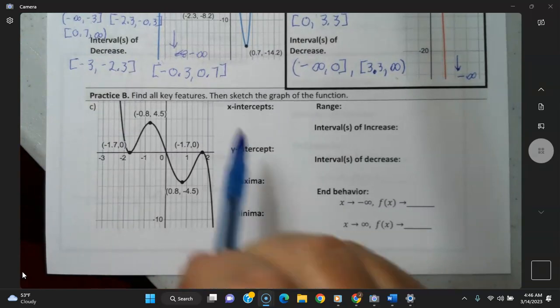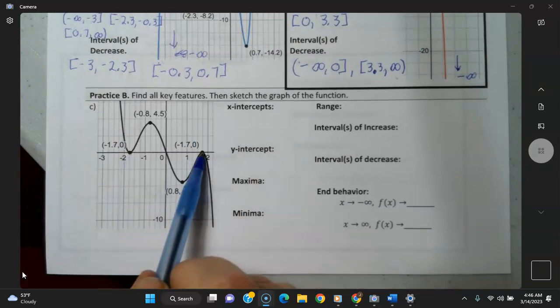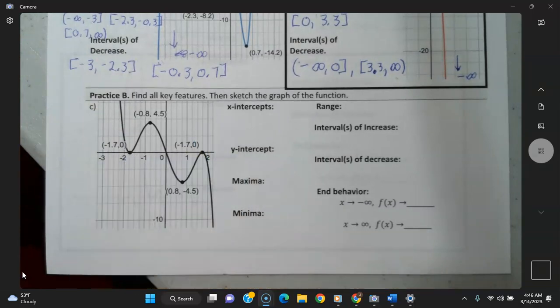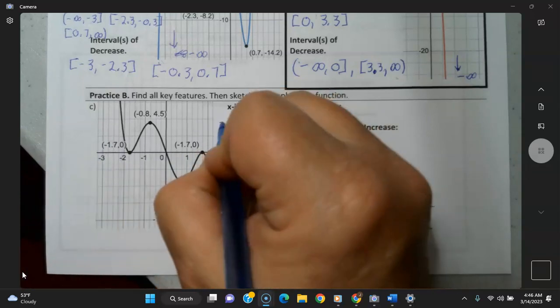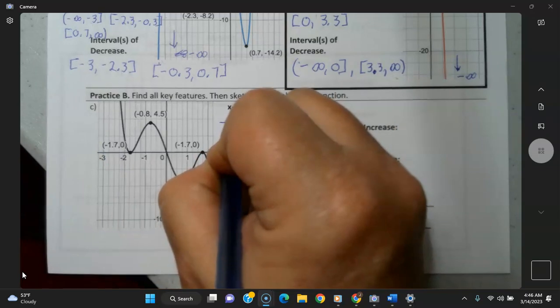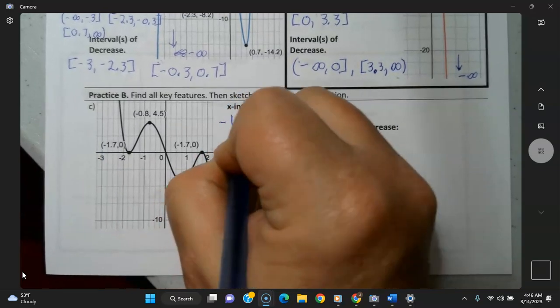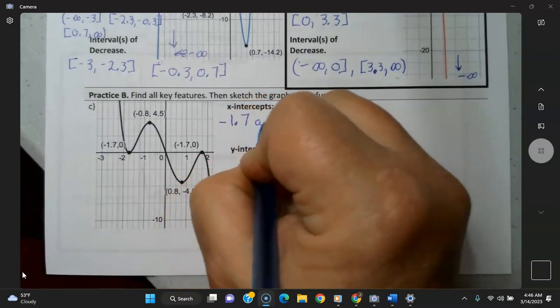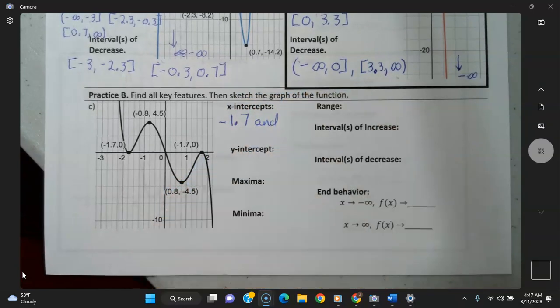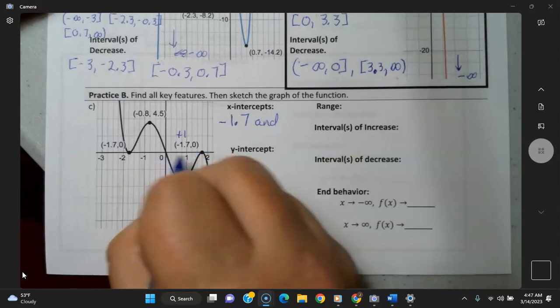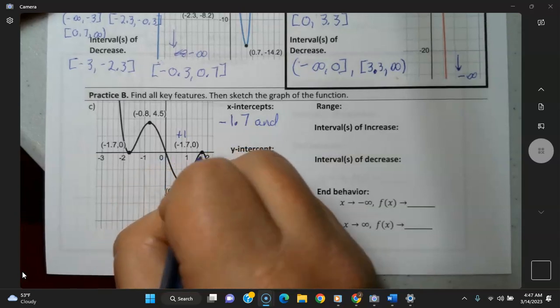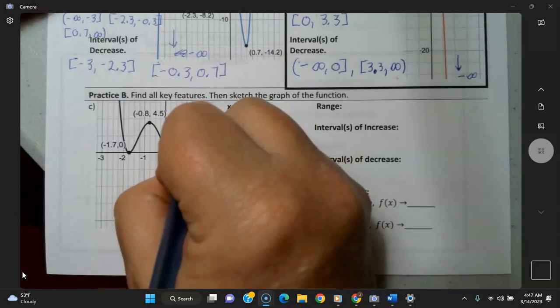Okay, x-intercepts. They're the points where it crosses the x-axis. Okay, you only need the x-coordinates for those. So this one is negative 1.7. And the second one is over here. Okay, this is a typo. It's positive 1.7. There's 0. There's 1.7. It's not quite to 2, so it's positive 1.7.